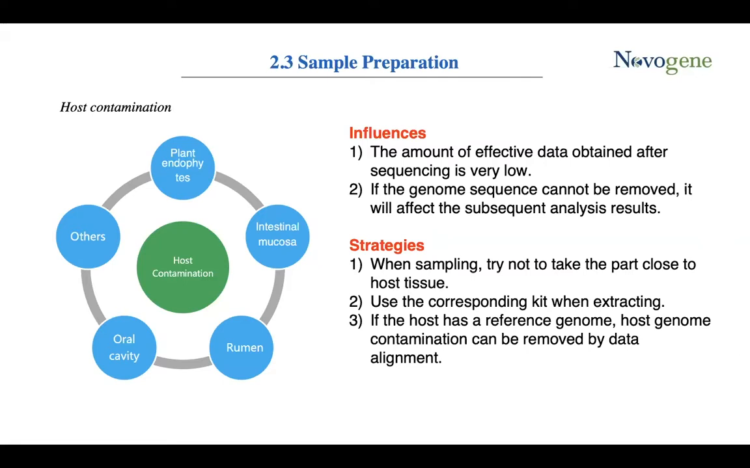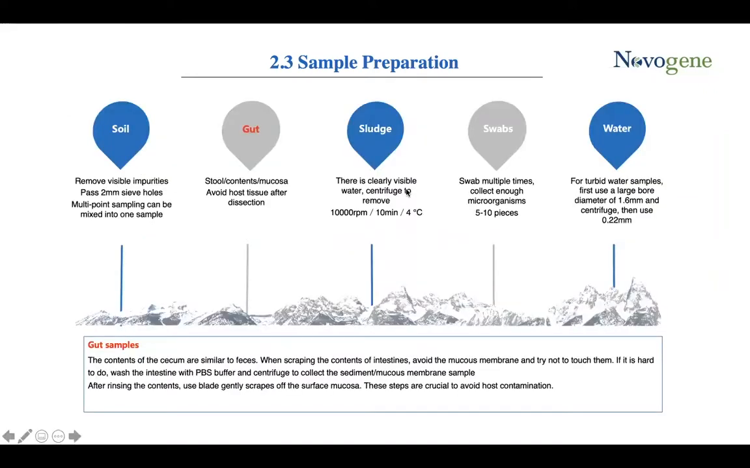The first one is that during sampling, try not to take the part close to the host tissue. And then when doing extraction, make sure to use the corresponding kit that is tailored for different kinds of samples. And also after sequencing, we could try to eliminate the host contamination by removing the data aligned to the host reference genome.